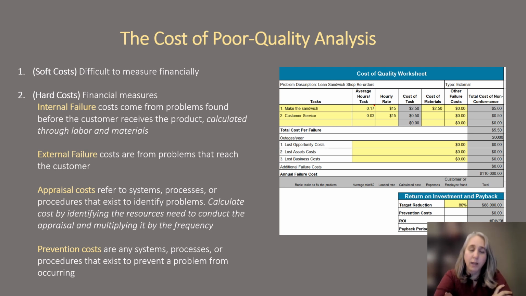Next, I did a cost of poor quality analysis where I looked at my different costs that are associated with the problem and focused on turning these into metrics. Some examples of hard costs included internal failures such as delays and failed inspections. External failure example is duplicated work. Appraisal cost examples are inspections and audits. And then prevention costs examples would be quality training.